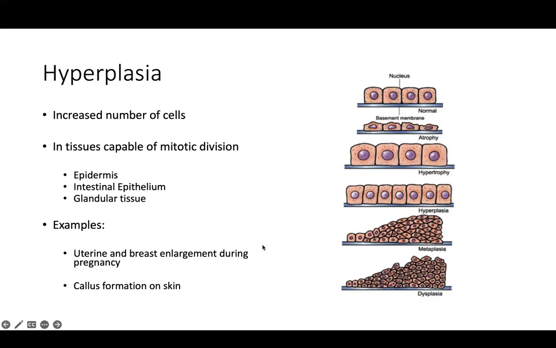Also uterine and breast enlargement during pregnancy. This is an example of hyperplasia. The glandular tissue is going to increase in number, and that's going to be an example of the cells dividing and becoming hyperplastic.